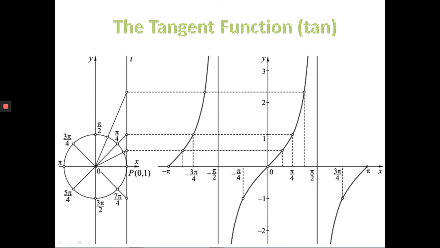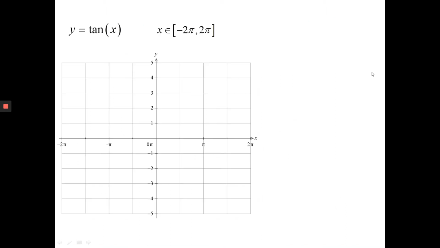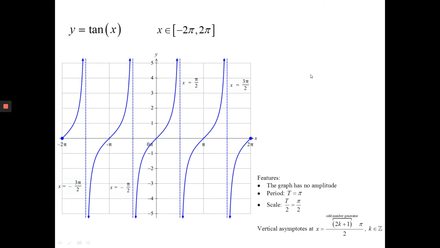In this video, we'll be looking at the tangent function, which is 6J in our textbooks. From a previous video, you would have looked at the basic graph of y equals tan x. As you can see, it has a period of pi as you go from left to right. It has a whole bunch of x-intercepts as well.